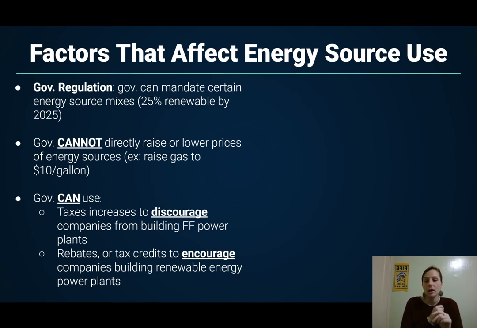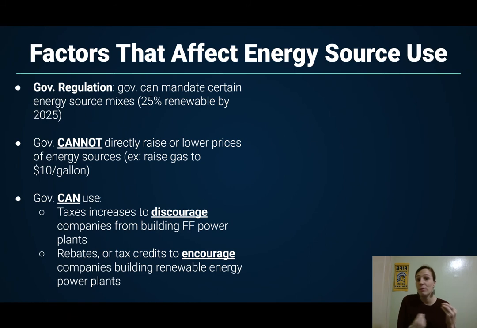The government can regulate the types of energy sources that are being used. So, for example, they can mandate certain energy source mixes, such as a government can mandate that by the year 2025, all states are using 25% renewable sources of energy. So that's a regulation that they can do, which would then encourage their country to move forward with using more renewable sources. The government cannot directly raise or lower prices of energy sources.